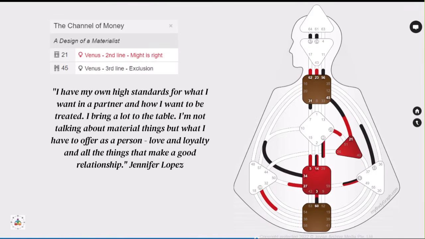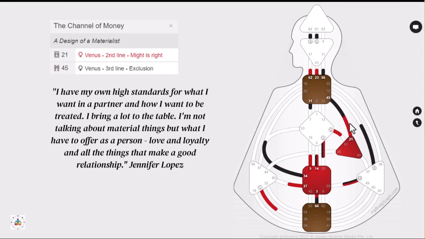That's why they are entitled. They say, I have to. I have my own high standards for what I want in a partner and how I want to be treated. I bring a lot to the table. Hear the ego. I'm not talking about material things, but what I have to offer as a person. Love and loyalty and all the things that make a good relationship.